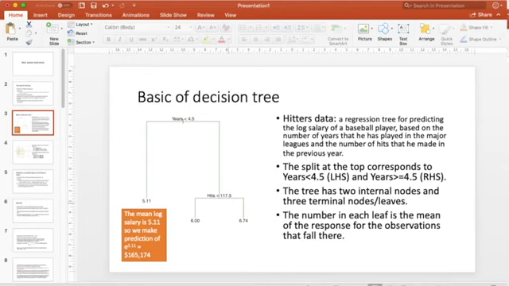Basically, let's talk about the structure of this decision tree. We can say that this tree has two internal nodes. The two internal nodes are one at the years, the splitting at the years, and another one, the split at the hits here. They are internal because they are not terminal nodes. We have three terminal nodes here. One is the income here, 5.11, another one at 6, and the last one is at 6.74. So we can say that the size of our decision tree here is equal to 3.